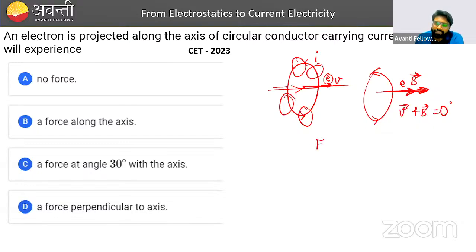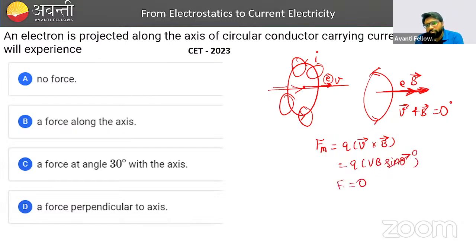And we know that the magnetic force on a moving charged particle is nothing but q into v vector cross B vector, which is qvB sin theta. Theta is 0, so everything will become 0, which means there is no force experienced by the electron when it is projected along the central axis of the loop. So no force will be the correct answer.